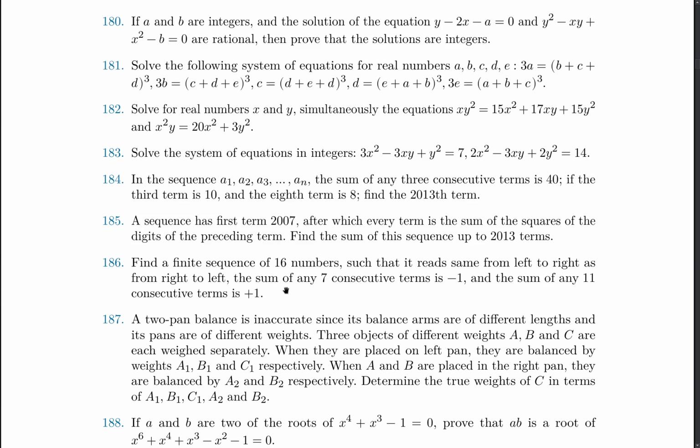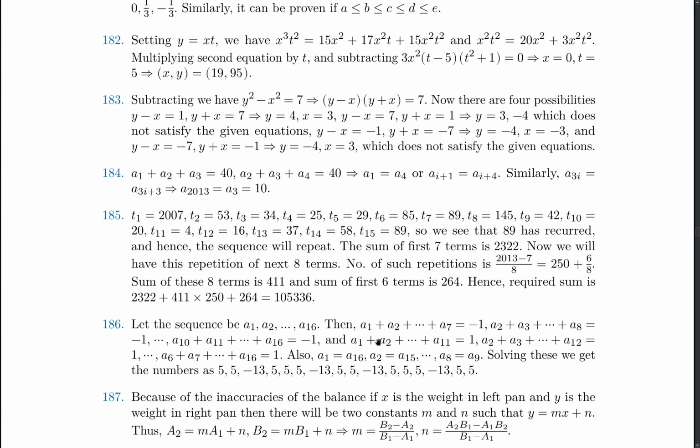Also given that the sum of any 11 consecutive terms is 1. So A1 through A11 is 1. And we continue, we get A6 through A16 as 1. You see there are 6 equations here and there are 10 equations here. So overall 16 equations and there are 16 unknowns. So it's a simple matter of solving.